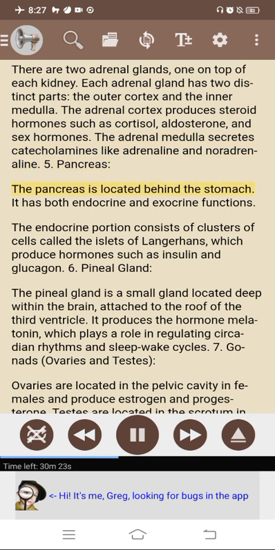5. Pancreas. The pancreas is located behind the stomach. It has both endocrine and exocrine functions. The endocrine portion consists of clusters of cells called the islets of Langerhans, which produce hormones such as insulin and glucagon. 6. Pineal gland. The pineal gland is a small gland located deep within the brain, attached to the roof of the third ventricle. It produces the hormone melatonin, which plays a role in regulating circadian rhythms and sleep-wake cycles.